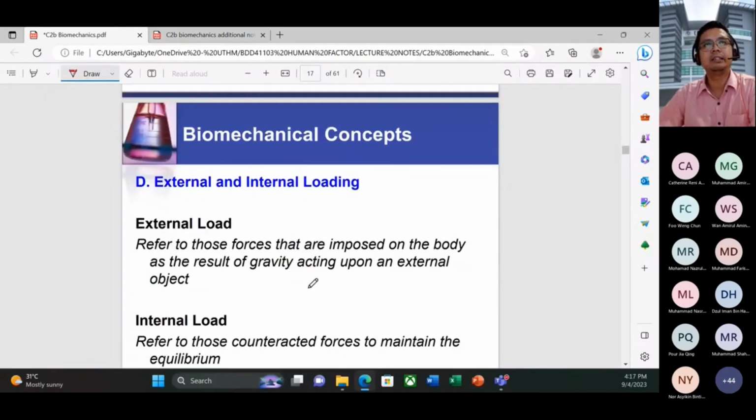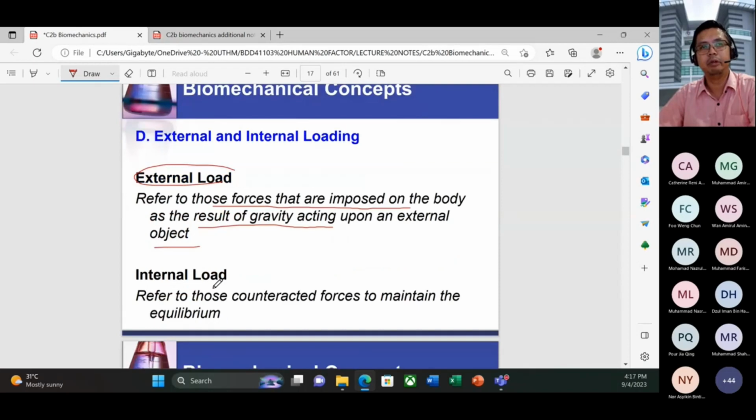And for D, external and internal load. External load refers to those forces that are imposed on the body as a result of gravity acting upon external objects. Meanwhile, internal load refers to those counteracting forces that maintain equilibrium. So this is what we call internal and external load. External load is a force imposed on the body as a result of gravity upon external objects.